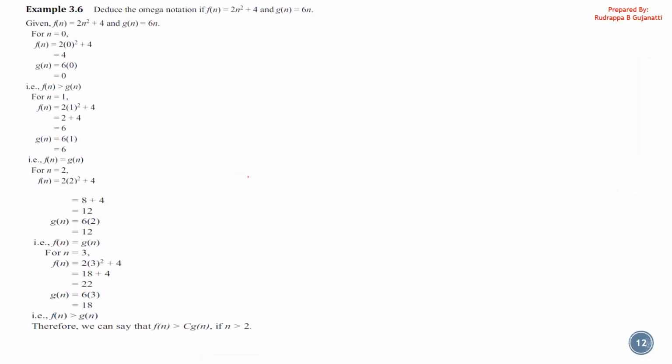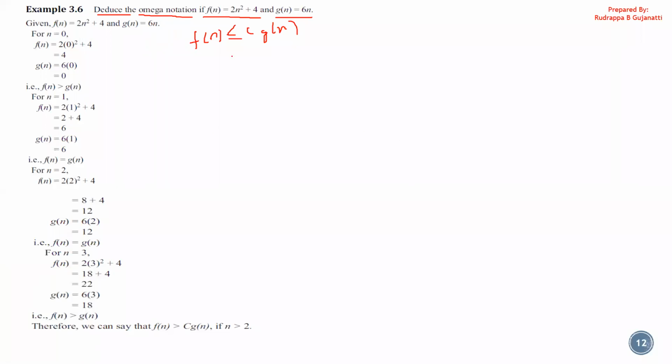Now let us look into an example for the omega notation. Deduce the omega notation if f of n is 2 times n square plus 4 and g of n is 6n. As per the condition, I have to check whether f of n is greater than or equal to c times g of n. I can consider c equal to 1, which is a positive constant. So consider c is equal to 1 and try to see whether you will be able to obtain the result.